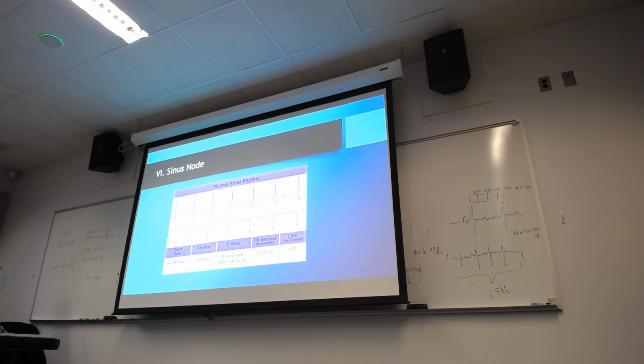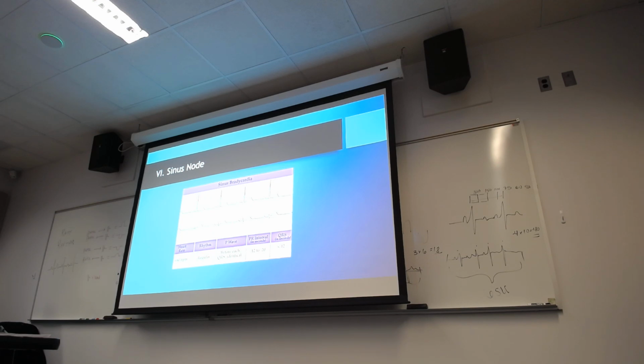Does anyone remember how many of that dark pink box a PR should be? And if you know that a dark pink box is how many seconds? The dark pink box is 0.2 seconds, so your PR interval should be less than one dark pink box. Yeah, because the little pink boxes are 0.04, and there are 5 of the little boxes between the heavy pink lines.